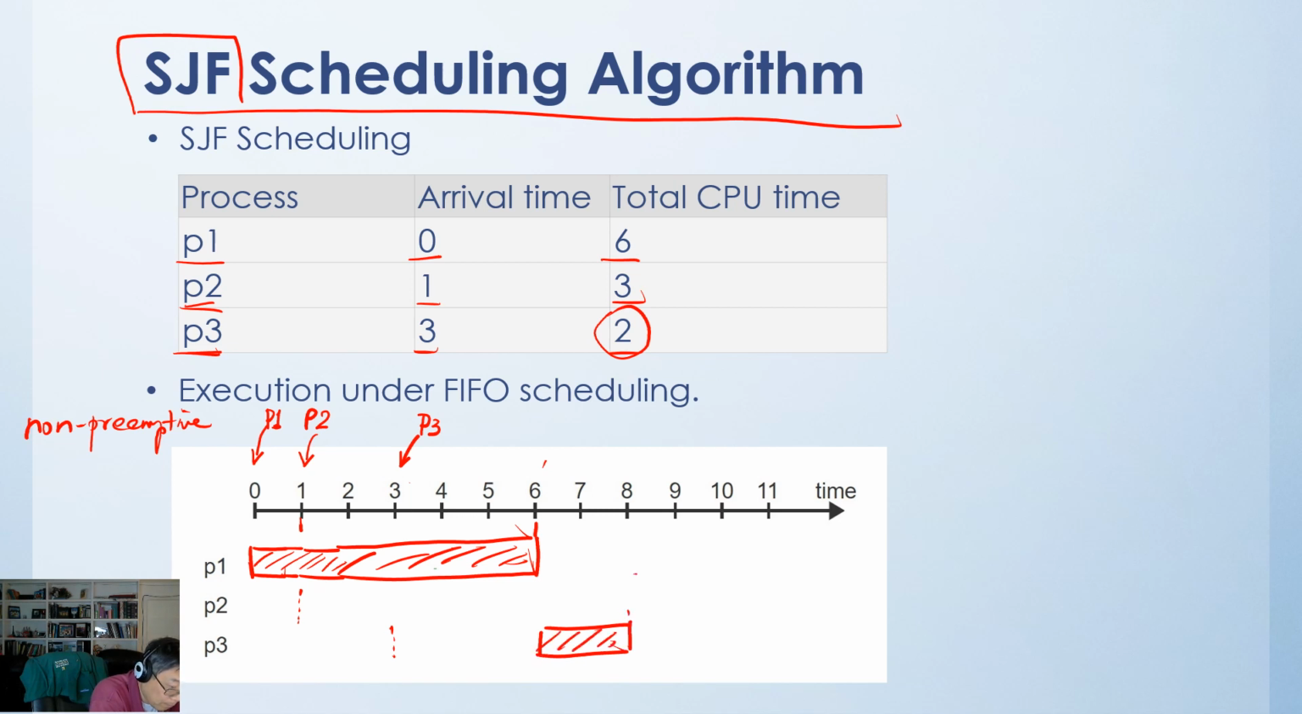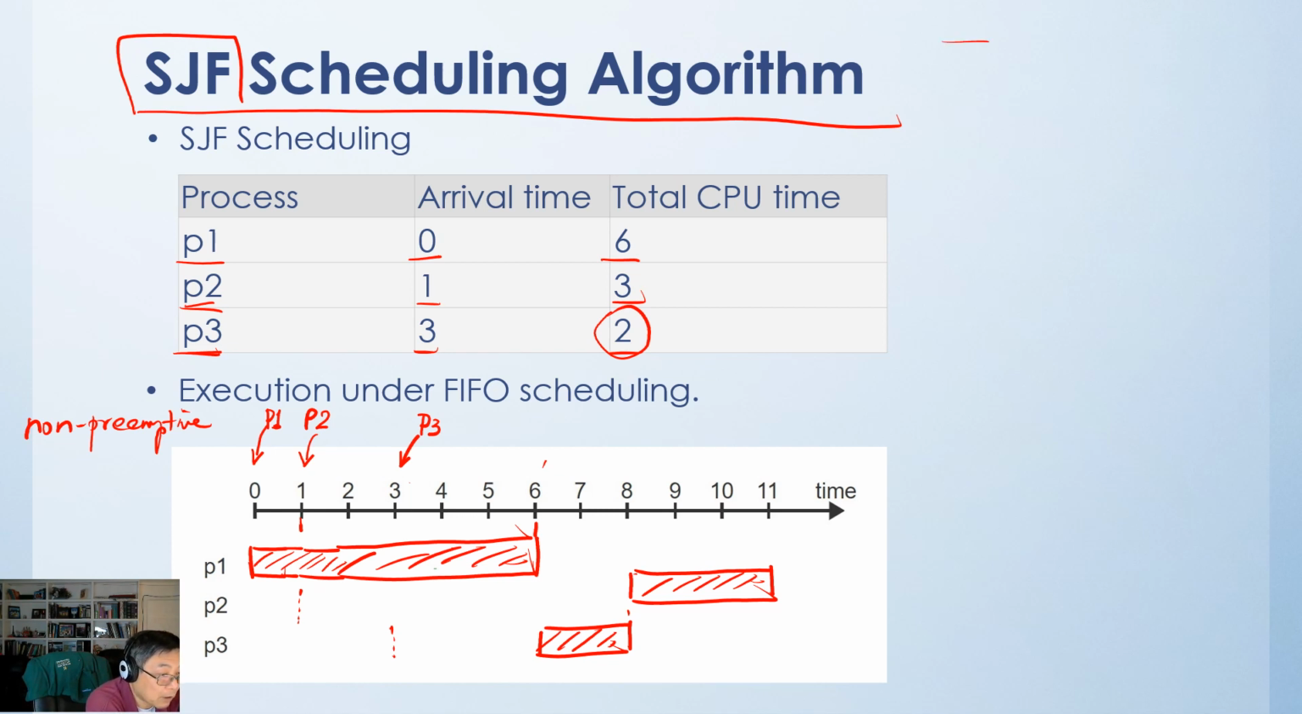And then P2. So P3 will run before P2. Now, what difference does this make? Unfortunately, P1 still runs first, and P1 has to finish before P2 and P3 can actually kick in. So let's take a look at the ATT.